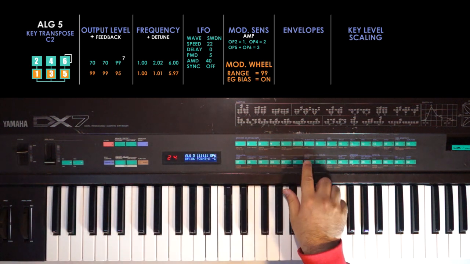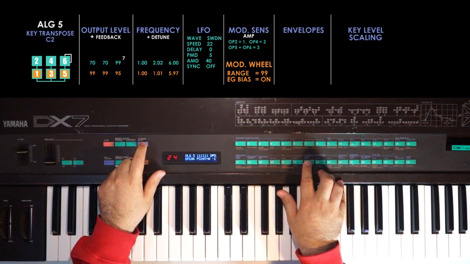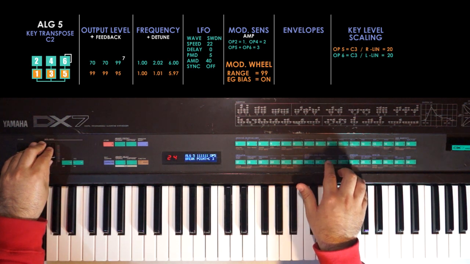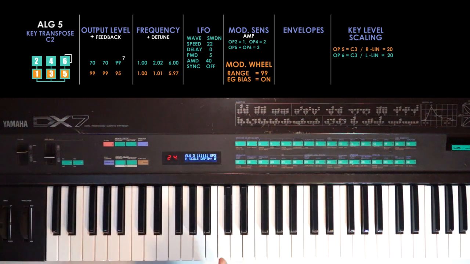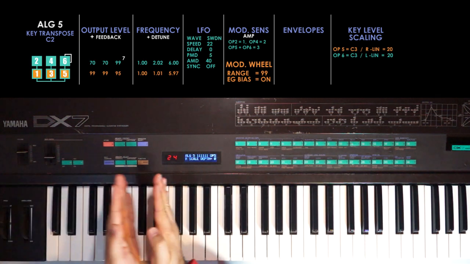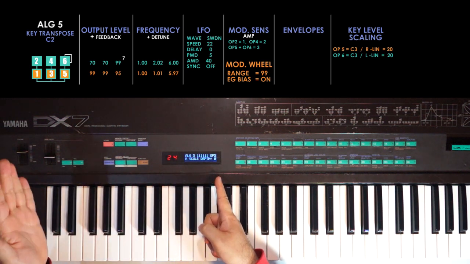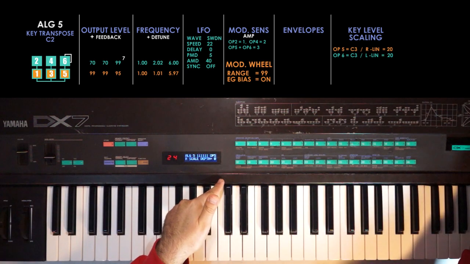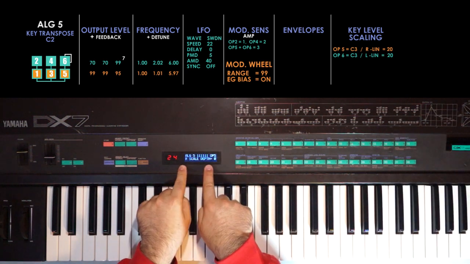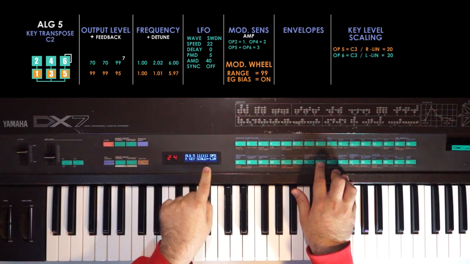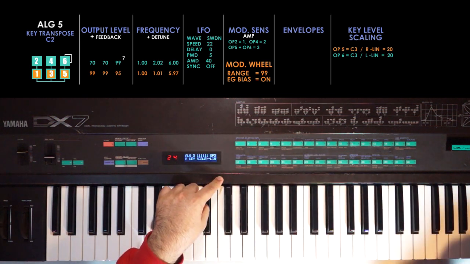So go to keyboard level scaling. We'll start with operator 5, which is the carrier, and we're going to set its breakpoint at C3. We've set the breakpoint at C3, which is right here, and that means that everything on this side is considered to the left and everything on this side is considered to the right. So go to right scale depth, and the curve for the right scale is actually minus linear, so it's going to be dropping down.